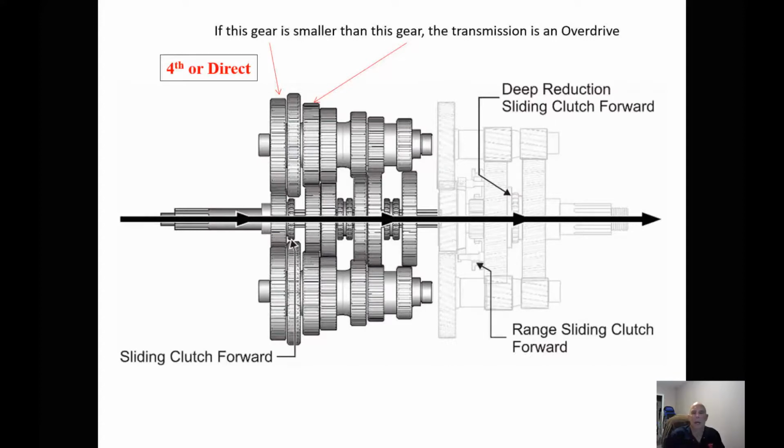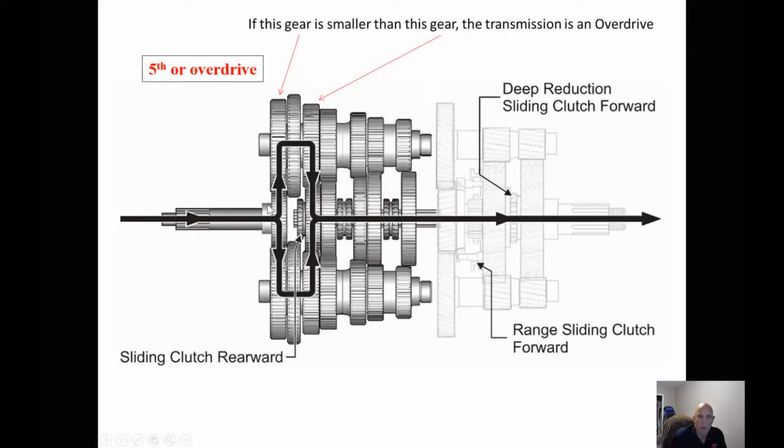So with that, our shift cover is going to be a little different because of our shift pattern. And we're going to discuss shift patterns when we take a look at the cover and how they're set up. Now, when we go into direct, we still have one more gear, which would be fifth or overdrive, which used to be third, which goes through this way. This is going to give us our overdrive.